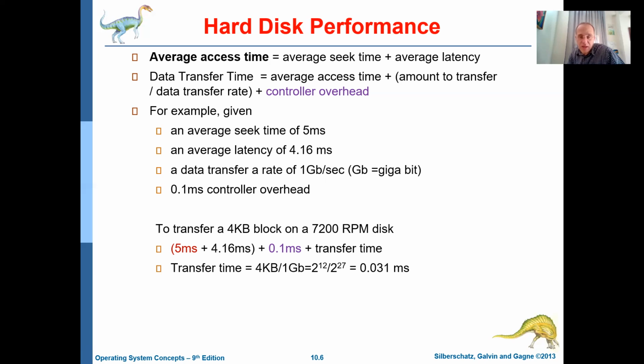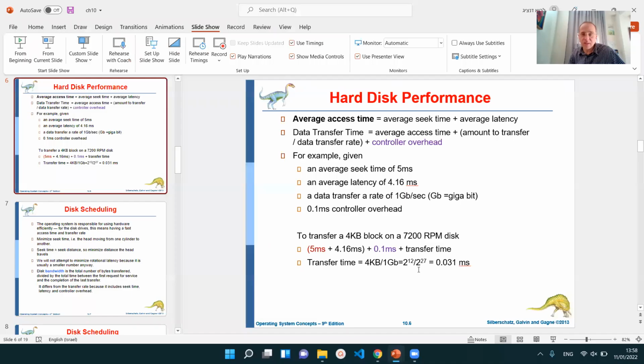Now, if I do the math, I get 0.031 milliseconds. But that's not the answer, because it's that plus the average seek time, average latency, and the controller overhead. So I've got to add to that 5 milliseconds and 4 milliseconds, 0.16, but at 0.1, so 0.26. Let's write this out.